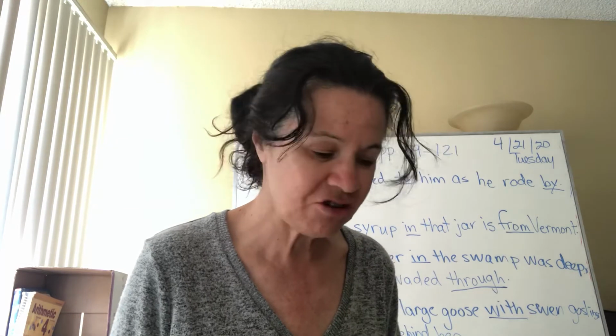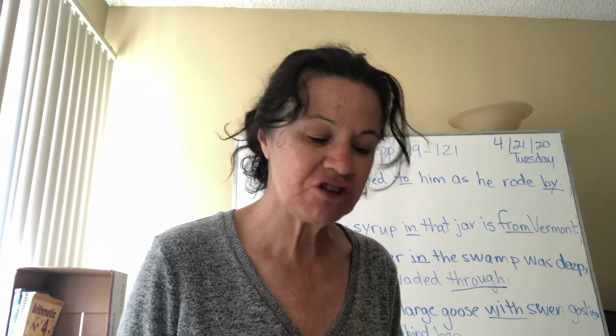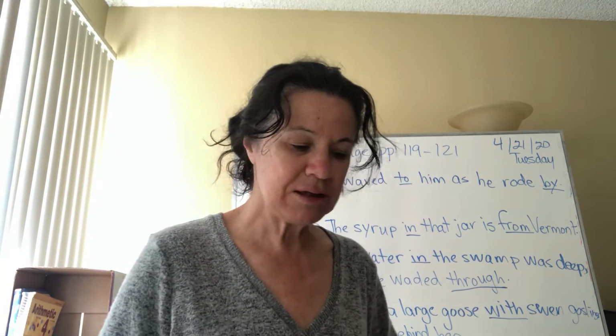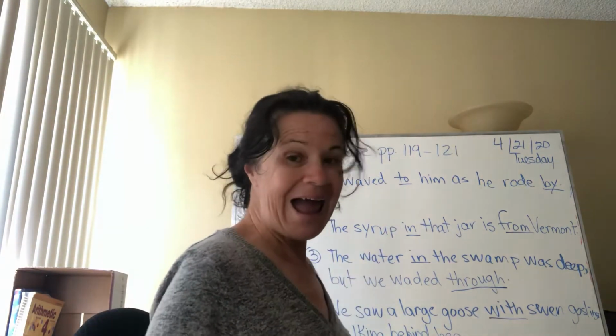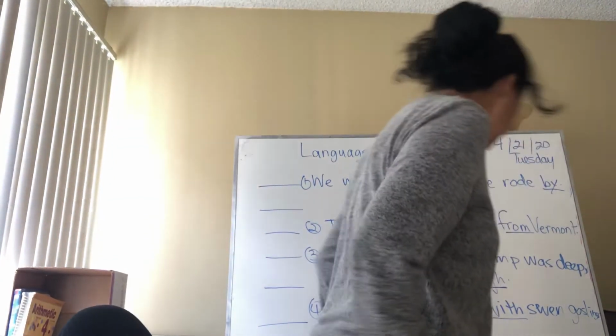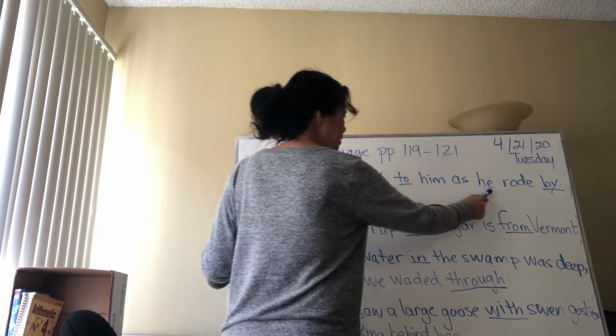So let's look at Think A. It says identify the underlined word by writing preposition or adverb in the blank. Number two, if the word is a preposition, circle its object. So let's look at the first one. The first two underlined words are to and by, okay? And the sentence says, we waved to him as he rode by.